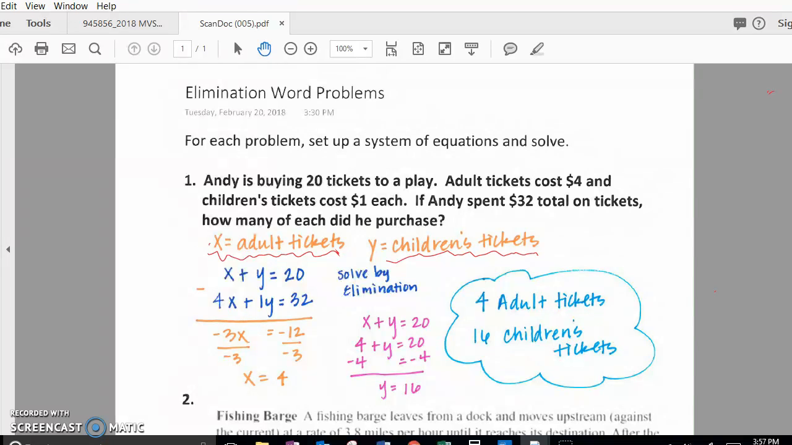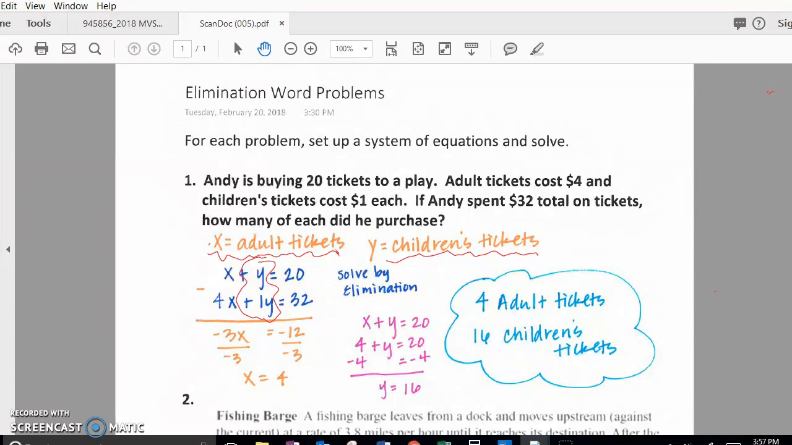When we go to solve this, we can use the elimination method because both of our y values are the same. Since they're the same, if we subtract, they'll eliminate. So we'll subtract the entire two equations. x minus 4x is negative 3x, 20 minus 32 is negative 12. Divide each side by negative 3, x is 4.